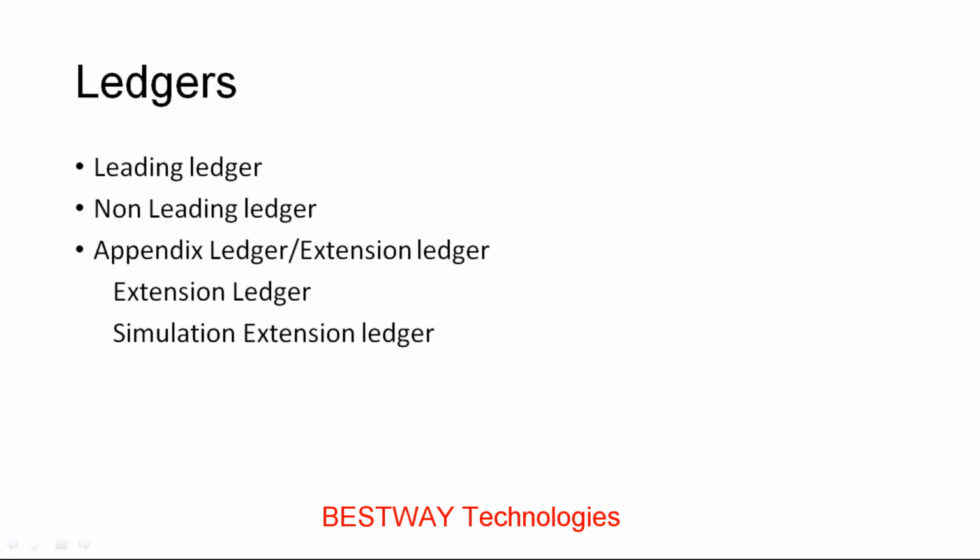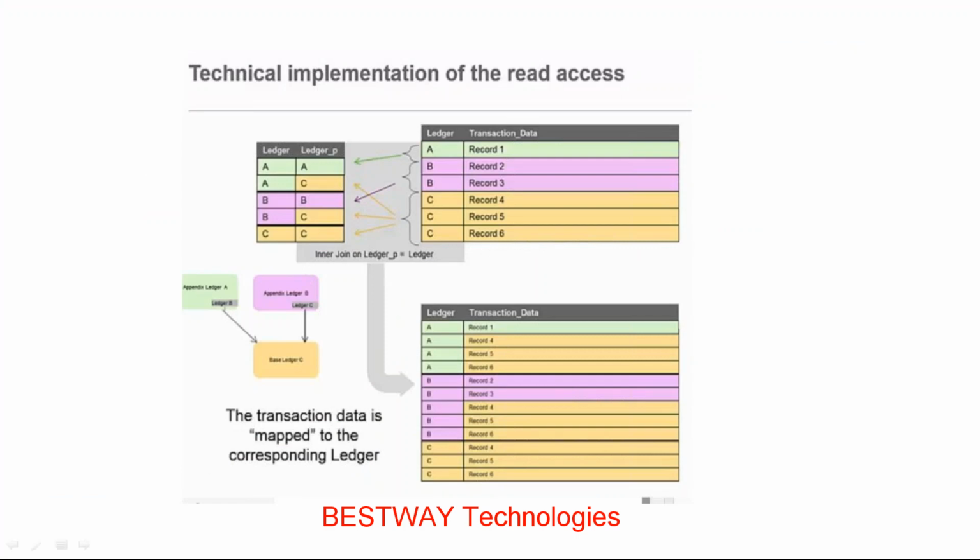That is what we were talking about in this slide also. See here, when I do the report for appendix ledger A, what you posted in record 1 plus 4, 5, 6, which is posted to C, will come in your A report. In your B report, record 2, 3 plus 4, 5, 6. In your record C, it will bring only 4, 5, 6 because it is your leading ledger or a non-leading ledger, where only posted entries come.